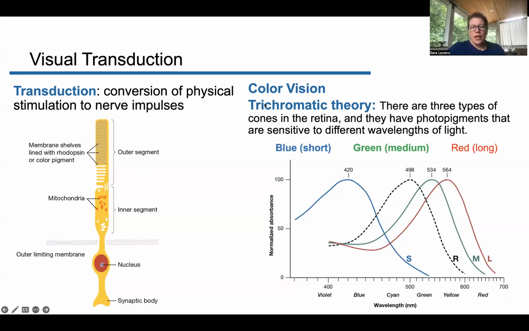So once we know that you have this visual transduction, the next thing is, how do we use this to actually see color? All that my eyes are detecting is wavelengths of light. So how do we take this to perceive color? Well, of course, you've got your rods and your cones, and your cones are sensitive to particular wavelengths of light. So you'll have three different types.